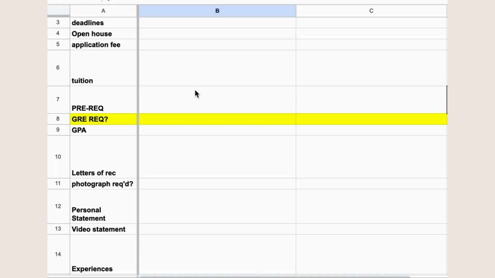I would also make note if the GRE was required. During my first application cycle, the GRE was required by every school, but then during my second application cycle, most schools had actually dropped it or would list it as optional. I have the GRE required highlighted in yellow because I wanted to make sure that I didn't apply to any programs that did require the GRE because I didn't want to take the time to study for the GRE and pay for the test if it was only for one program and not all of them.